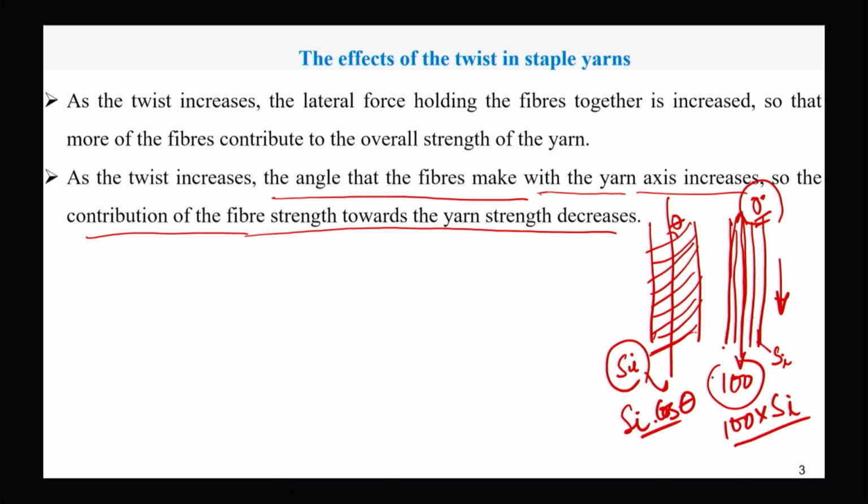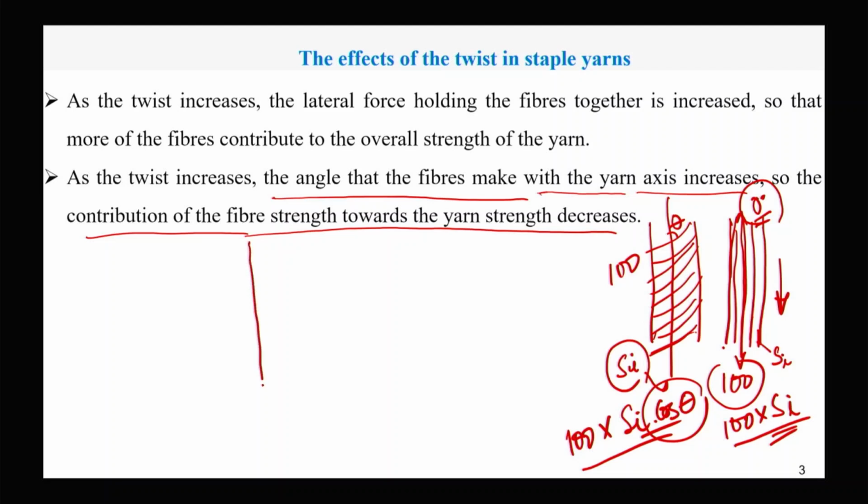When theta is 0, cos theta is 1, so 100% contribution will be there. So for 100 fibers, 100 Si cos theta, assuming all the fibers are aligned at the same angle. As we go on increasing the twist angle, the contribution will be reducing gradually.